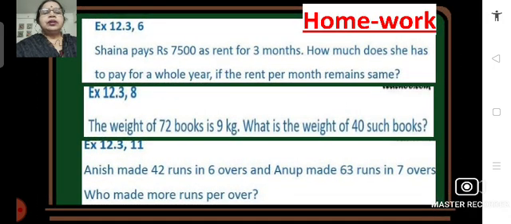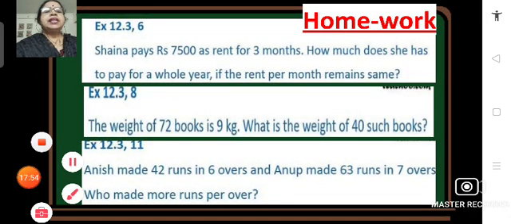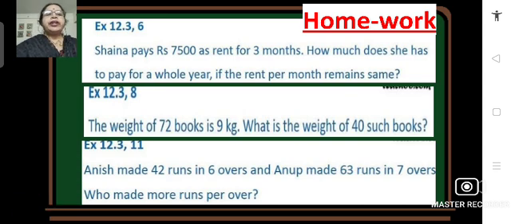So children, problem number 6, problem number 8 and problem number 11 of exercise 12.3 have been given as homework. These three problems are very simple. You can apply the method of unitary method to find the answers. First, problem number 6 is Shaina pays rupees 7,500 as rent for 3 months. How much does she have to pay for the whole year? Whole year means for 12 months, if the rent per month remains the same.